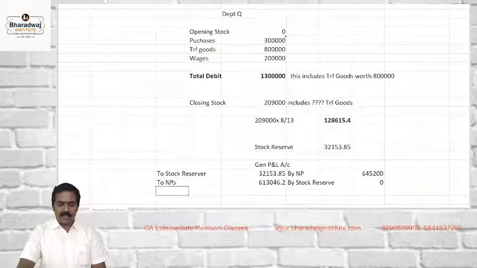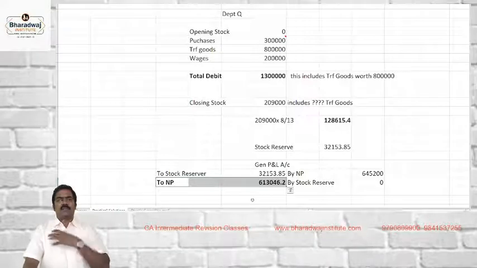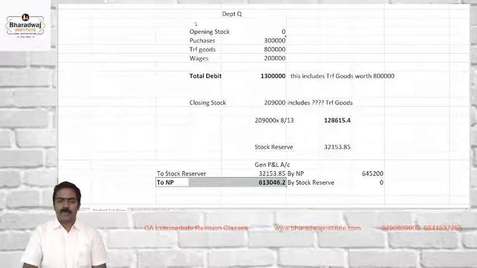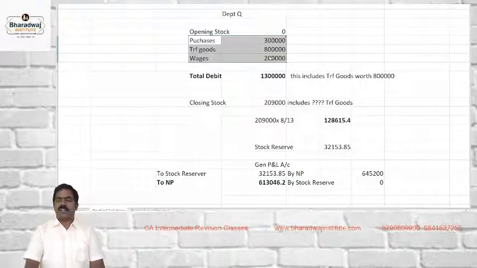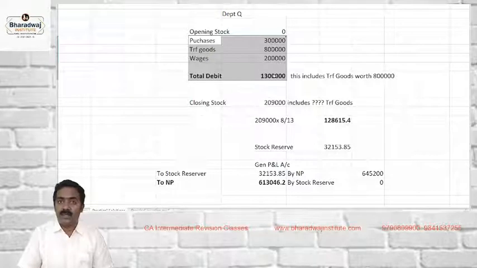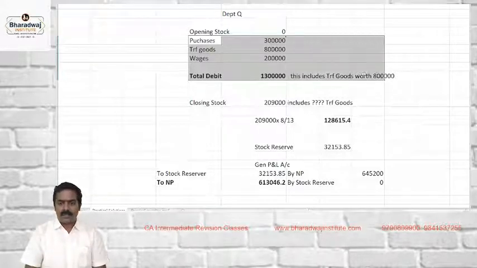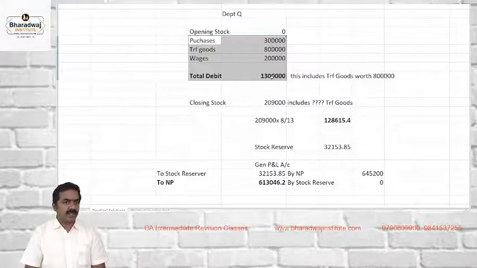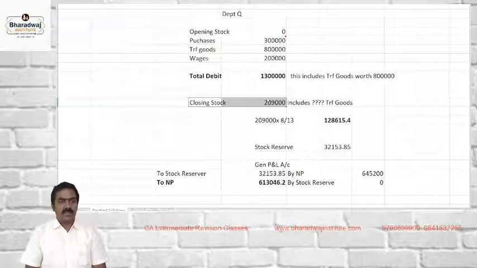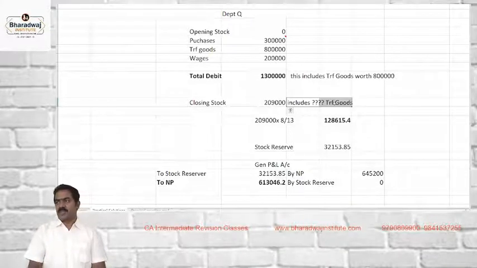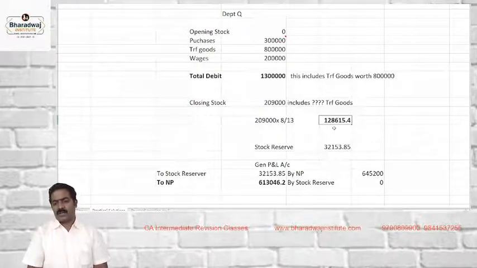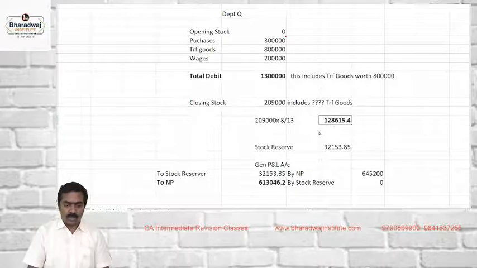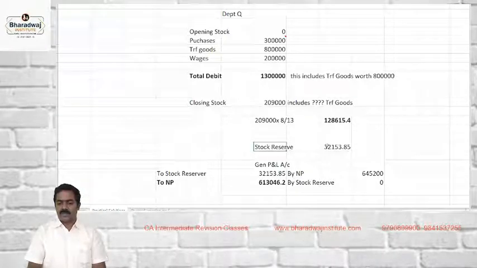Once again, I repeat, pay attention. Let's assume we all belong to Q department. We had purchased this much, we have got transferred goods this much, plus direct expenses this much. What is my total value? This 13 lakhs includes how much of transferred goods? 8 lakhs. Closing stock is out of this total only. What is the total closing stock? 2 lakh 9,000. What is the proportion of transferred goods? 2,09,000 into 8 by 13, that is 1,28,615.4. So stock reserve is this into 25%.